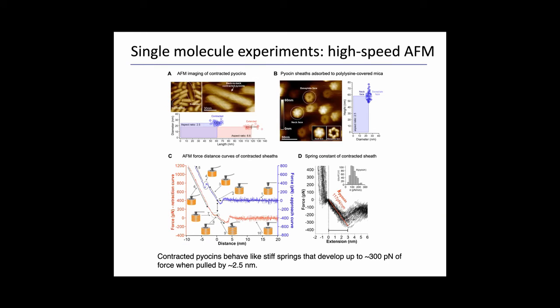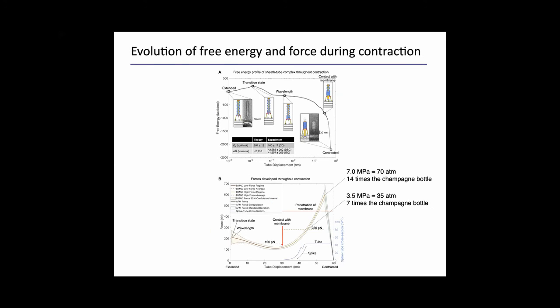So we also collaborated with Simon Scheuring, and they did this state-of-the-art pulling of this contracted pyocin sheath, and they measured the spring constant of this guy. So you find the contracted sheath, put the AFM needle tip in it, and pull and measure the spring constant. Absolutely remarkable.